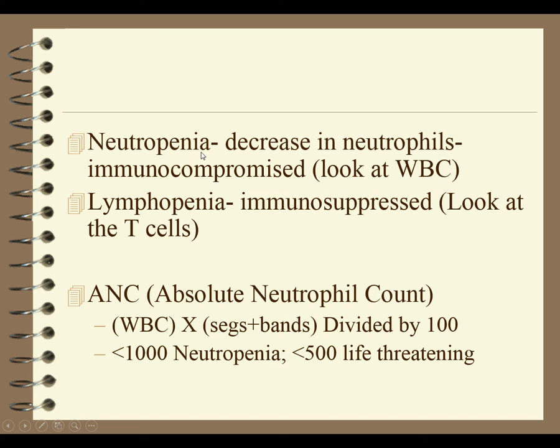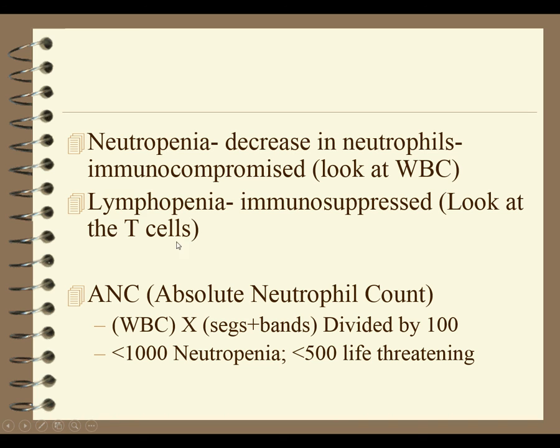Neutropenia: anytime you see the word penia, think decreased. Decrease in neutrophils. Immunocompromised. You always want to look at the white blood cell count to see if they are immunocompromised. Lymphopenia is immunosuppressed. Look at the T cells. That's why I said earlier when we were talking about AIDS, I changed it and said they are immunosuppressed. Sometimes it does not affect their neutrophil count. Sometimes it does, depending on what's going on with them. So they may or may not be immunocompromised, but they're always going to be immunosuppressed.